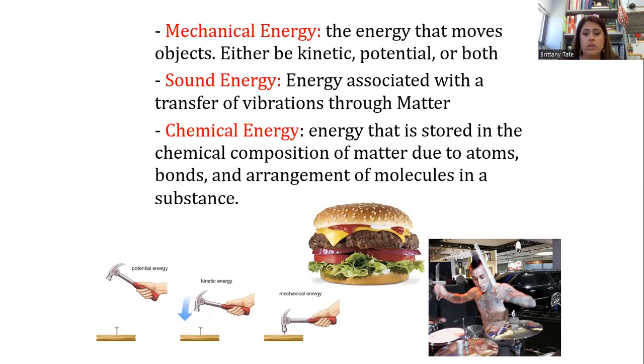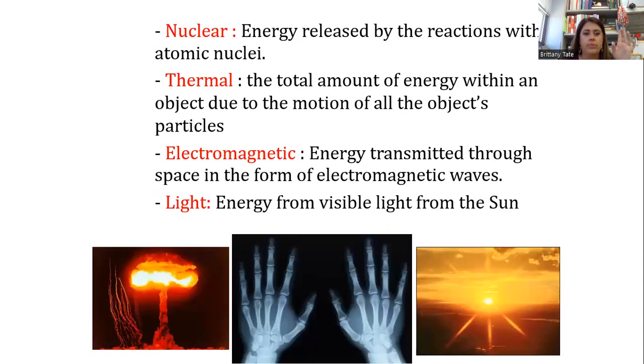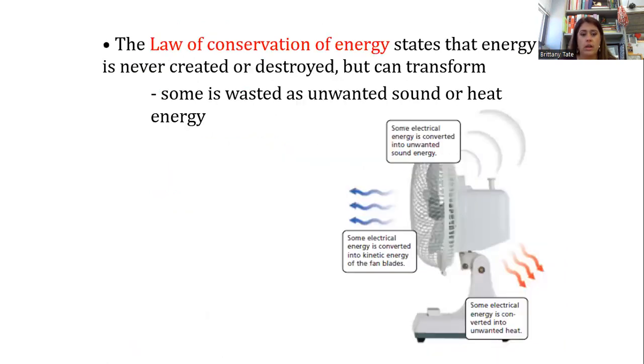Sound energy is energy associated with the transfer of vibrations. Chemical energy is going to be energy stored in chemical compositions like food or glucose. Remember, chemical energy is made during photosynthesis. It converts light energy from the sun into chemical energy in the form of glucose. Then we have nuclear energy. Thermal energy is the amount of heat. Electromagnetic is going to be energy transferred through electromagnetic waves, and light energy transferred through the sun.